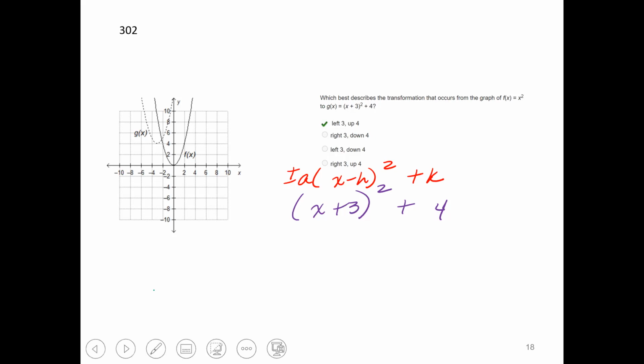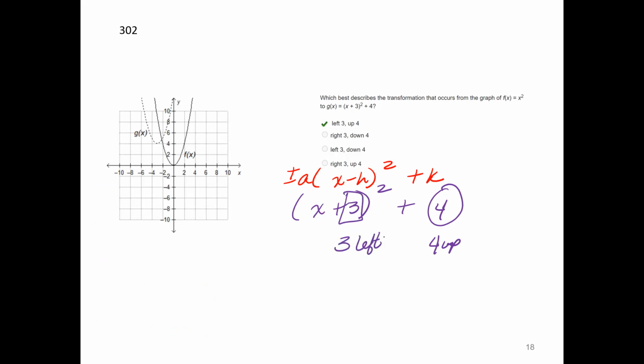Okay, so what you're gonna look at is K. If K is gonna be a positive, it means up. So positive K means you go up, negative K means you go down. Positive 3. Positive 3 means they're gonna go 3 to the left. So which one there says 3 left and 4 up?